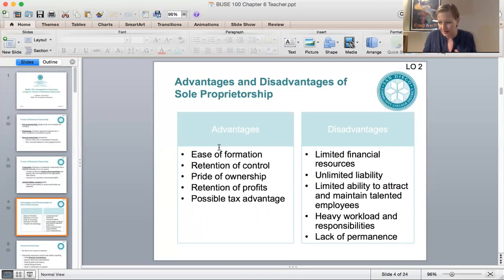just because of, in very essence, the way the ownership is, you can't even give away stock options. There's no stock in a sole proprietorship. It's just a sole proprietorship.